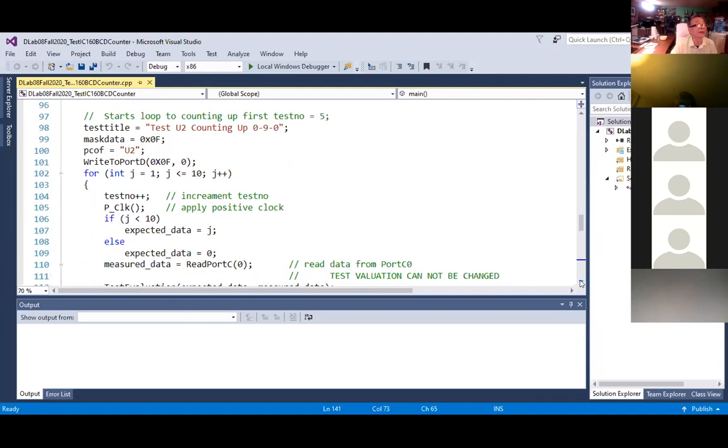Okay, stop here. So now you say match data 0F, correct. And P cop, you say U2, that counter, correct. And when you write into port D 0F, normally you can add a comment in here. What do you want on 0F here?